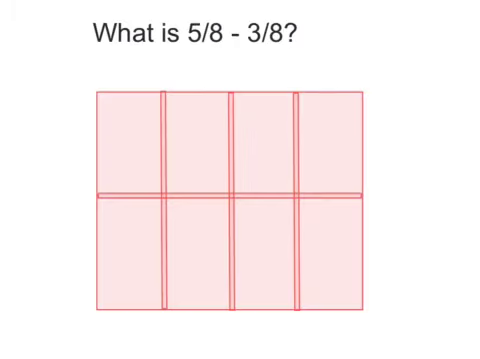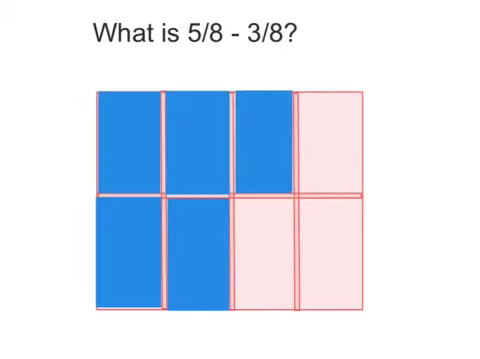Alright, first question. What is 5/8 minus 3/8? Well, again here, a familiar sight probably if you've watched the last two videos. We've got our array. It's one whole object that has been divided into 8 parts. So each one of these little parts is 1/8 of the whole. So we are beginning with 5/8, which would look like this. And then we are going to subtract 3/8.